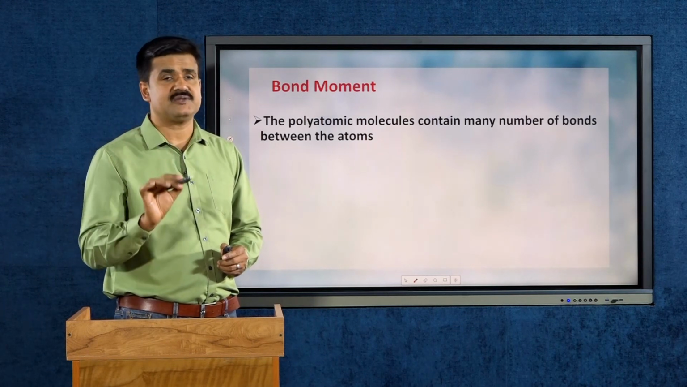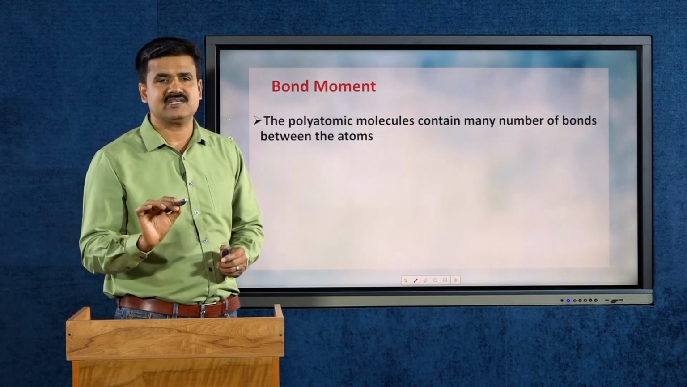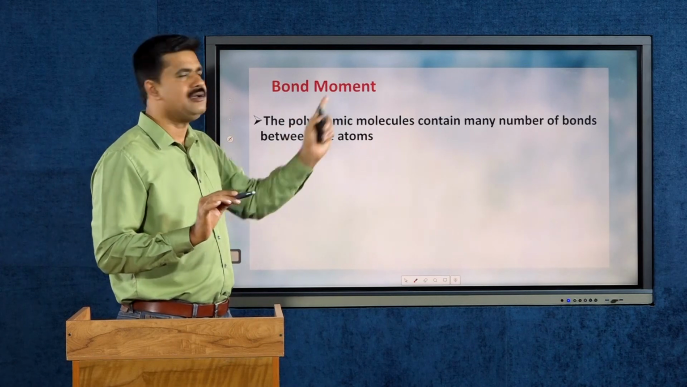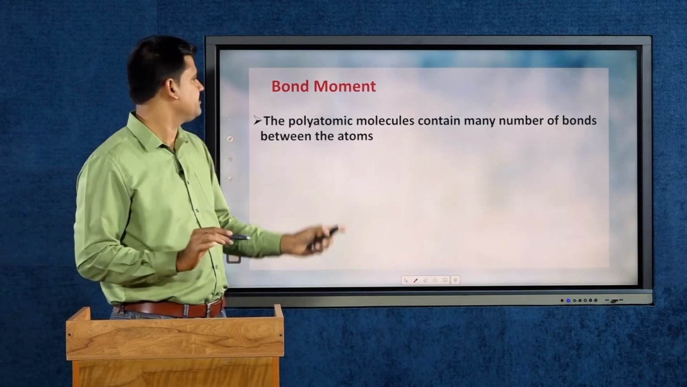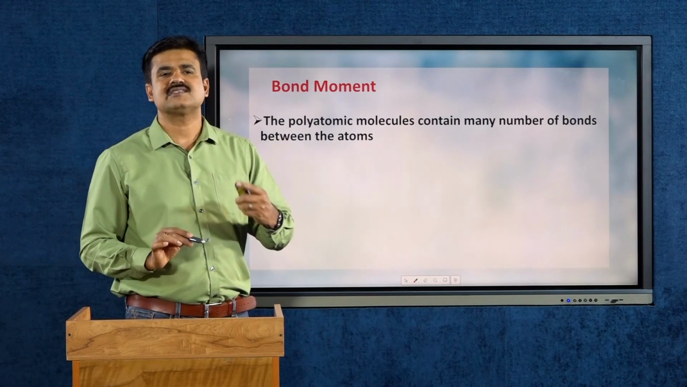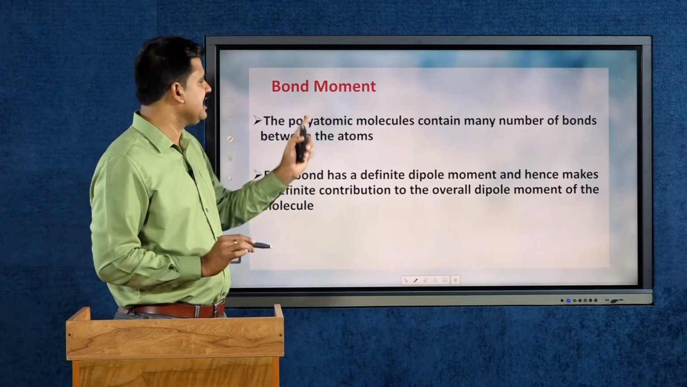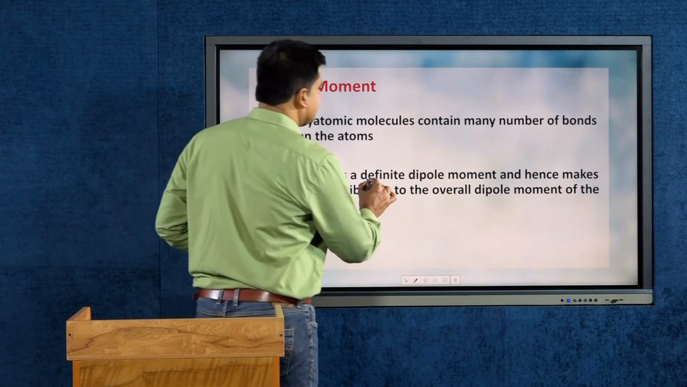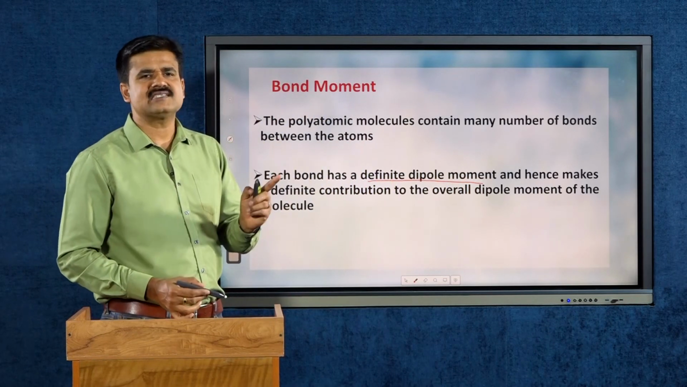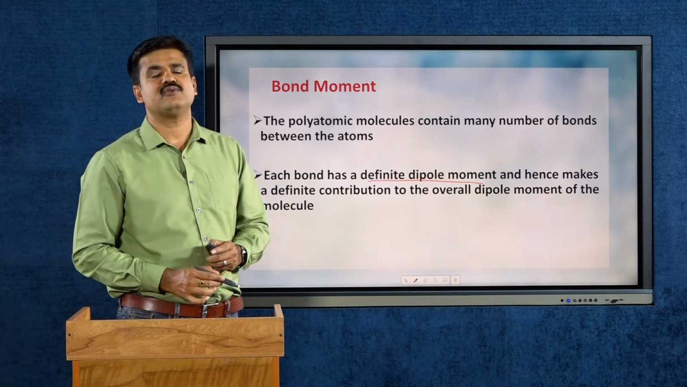In such a situation, the dipole moment is called the dipole moment of a bond, or it is simply called the bond moment. These are the details. The polyatomic molecules contain many bonds between the atoms. Each bond has a definite dipole moment and hence makes a definite contribution to the overall dipole moment of the molecule.